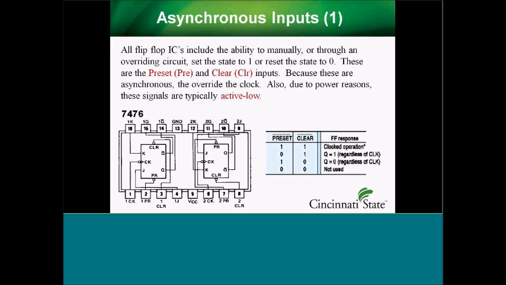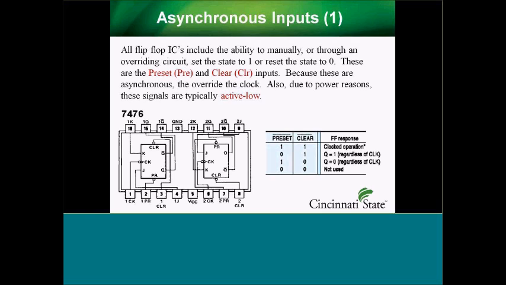All right. So all flip-flop ICs include the ability to either manually set it or through some sort of overriding circuit to set the state to 1 or reset it to 0. These are done through preset and clear inputs. They're usually inverted. We'll see that in a bit. Because these are asynchronous, they override the clock. Whatever happens, the output will respond to those signals independent of the clock. And when those signals are active, it won't see the clock, it won't see the inputs to the system. These are typically active low for various power reasons.